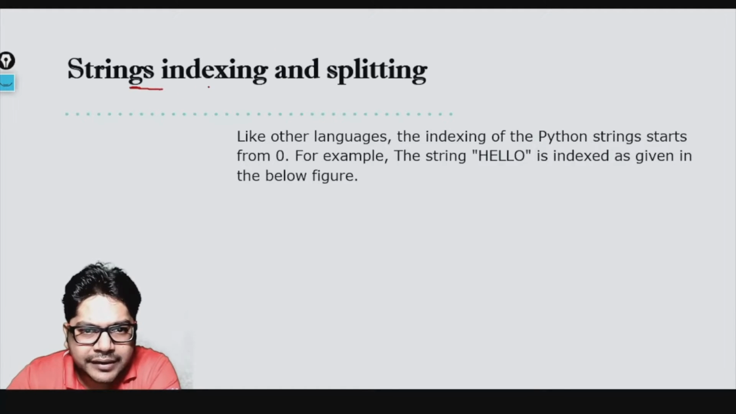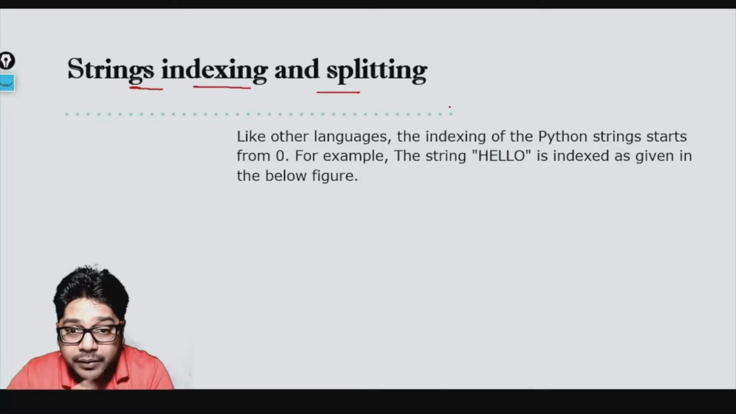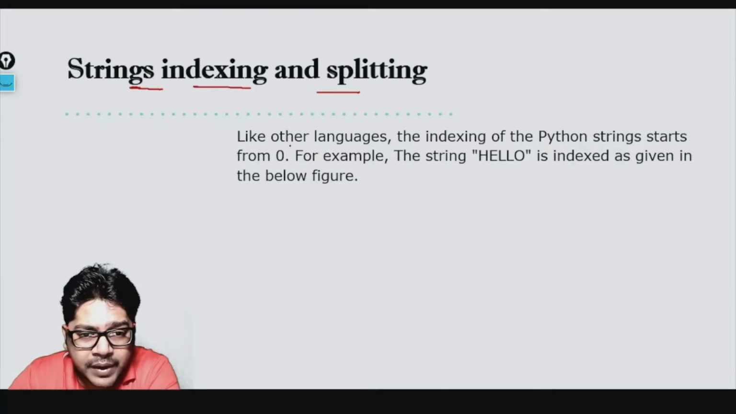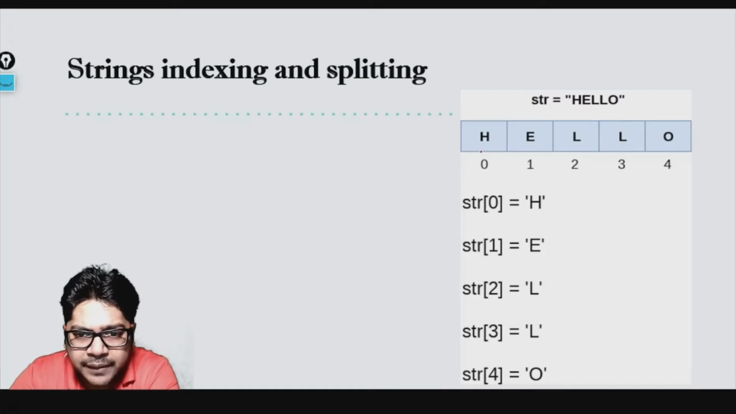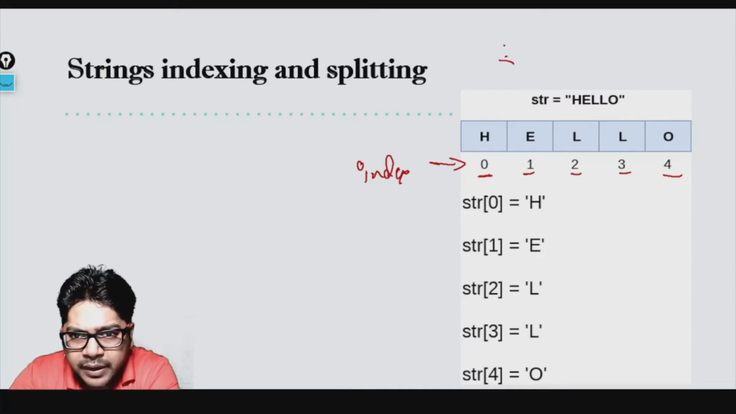So going ahead, string indexing and splitting. We already talked about how strings are indexed and the indexing always starts from 0. So let us have a look again. Like other languages, the indexing of Python starts from 0. For example, the string hello is indexed as shown in the given figure. You can see it starts with 0, 1, 2, 3, 4. For you it might be 5, but for Python it is from 0 to 4.